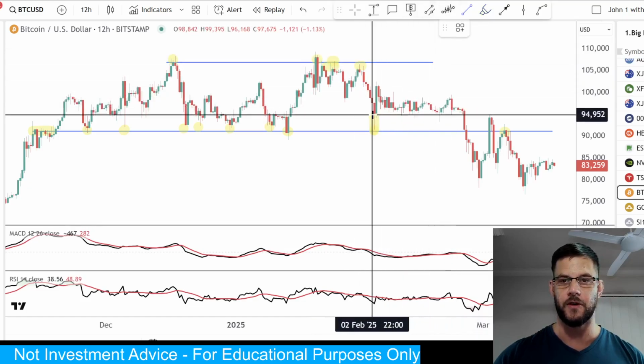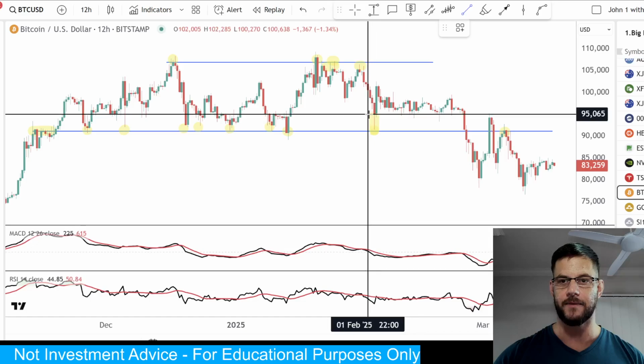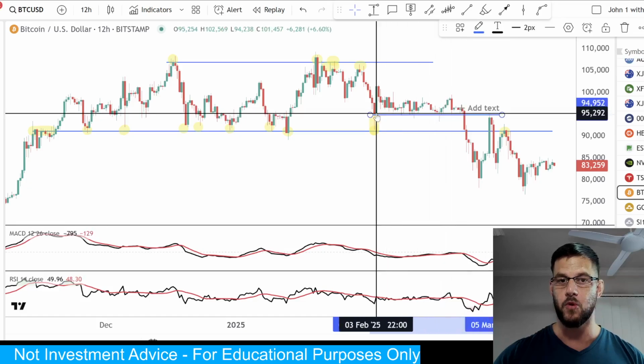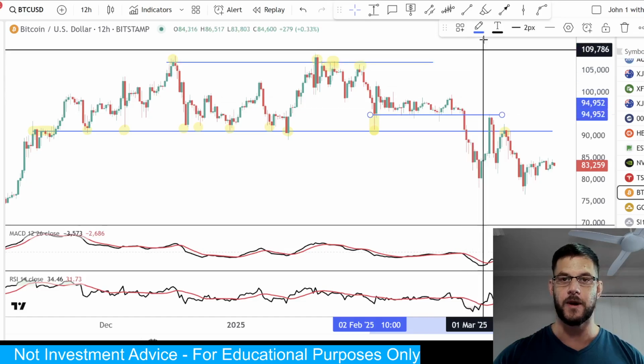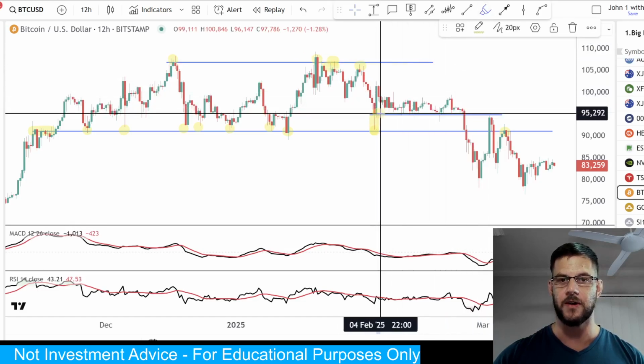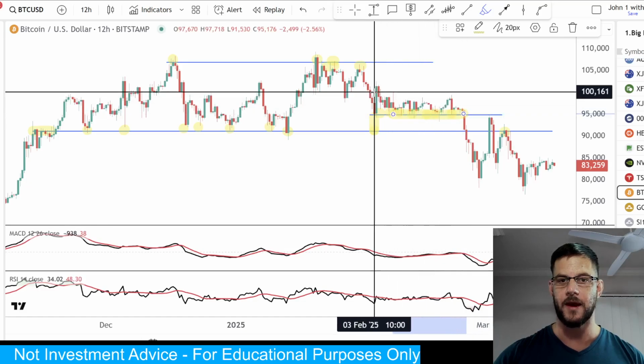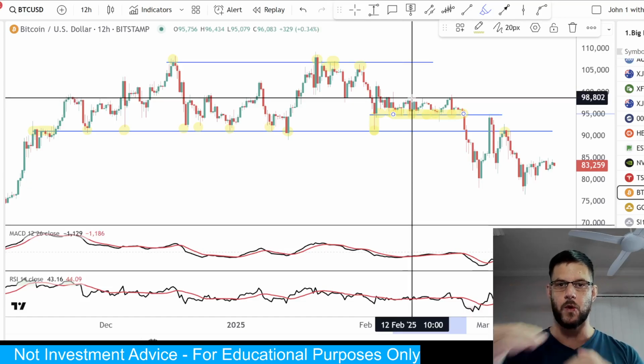Now, in the shorter term, you can see this 95,000 level here. That was a level of support from about the beginning of February, 3rd of February, through to about the 24th of February. So you can see a very tight trading range there. Lots of activity around that $95,000 level. And it was just squeezing in that level.